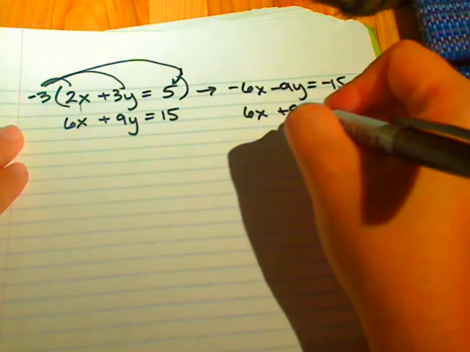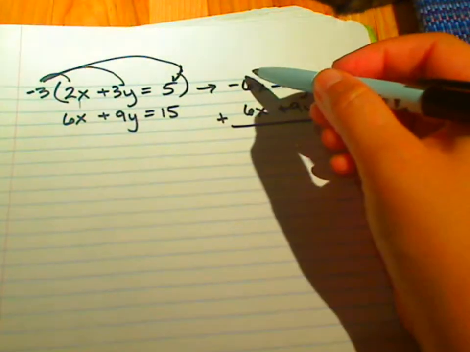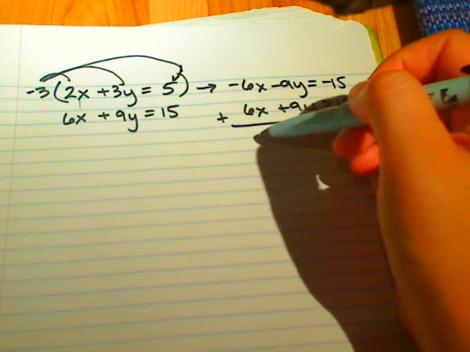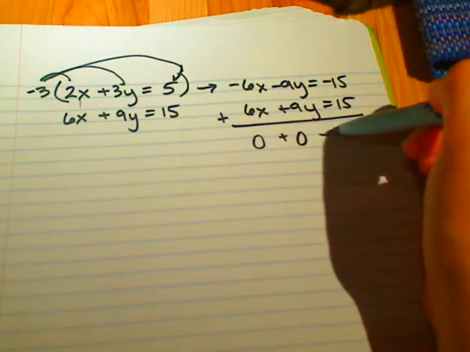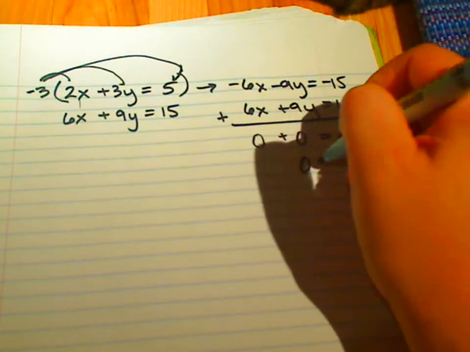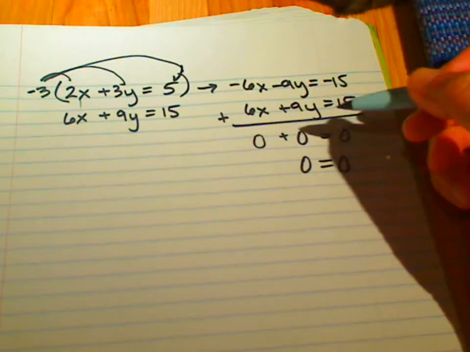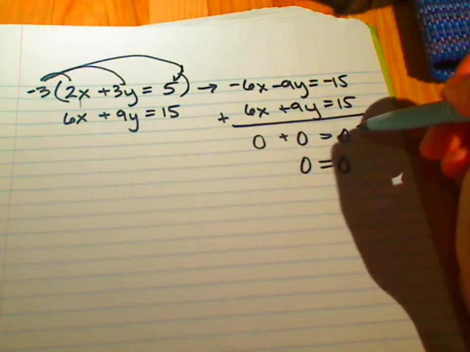6x plus 9y equals positive 15. And all of a sudden something's going to happen. These cancel out because they're opposites, so you have 0. Negative 9 plus 9 is also 0. Equal sign. Negative 15 plus 15 is opposites again, you get 0. This time you have again two numbers, no variables, but the two numbers are actually equal to each other.